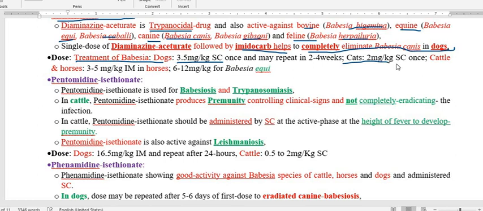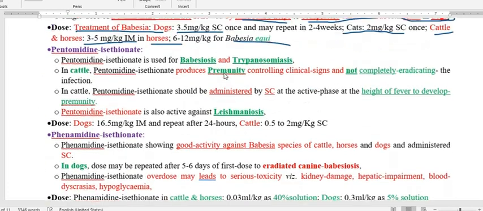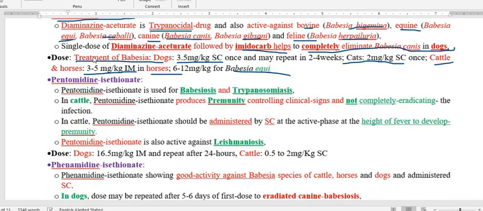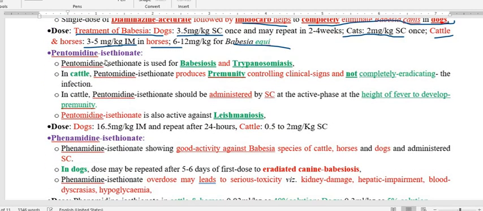For the treatment of Babesia in dog, the dose for diminazene aceturate is 3.5 mg per kg subcut. For the cat, 2.5 mg per kg subcut. For cattle and horses, 3 to 5 mg per kg IM. For the horse and the same animal, for the species Babesia equi, the dose should be double, that is 6 to 12 mg per kg.